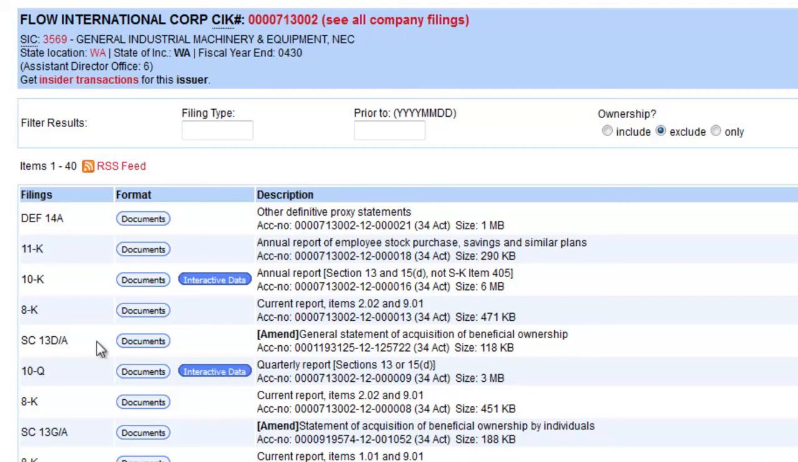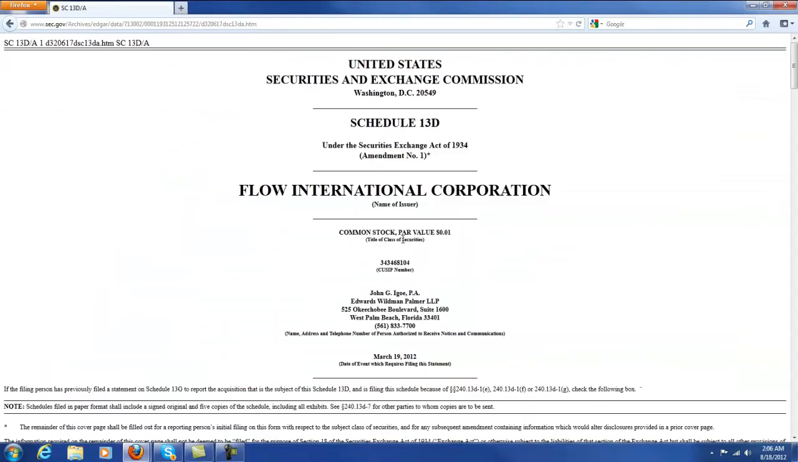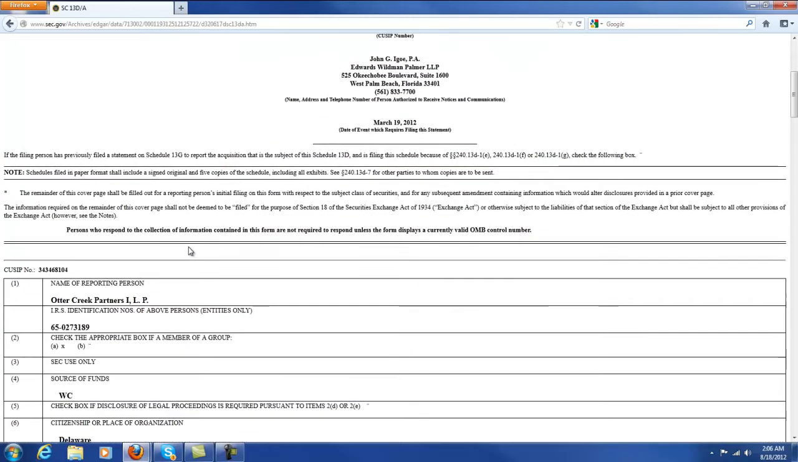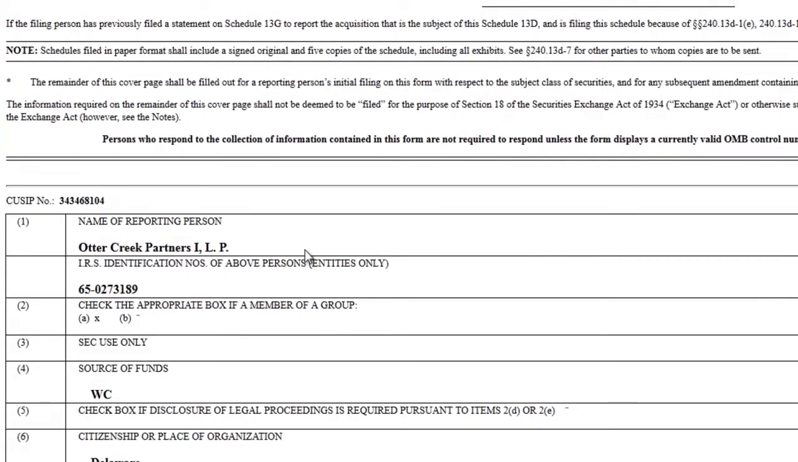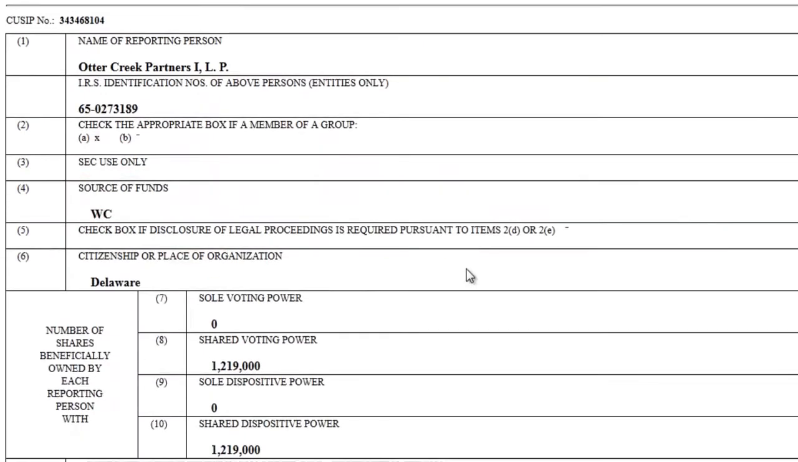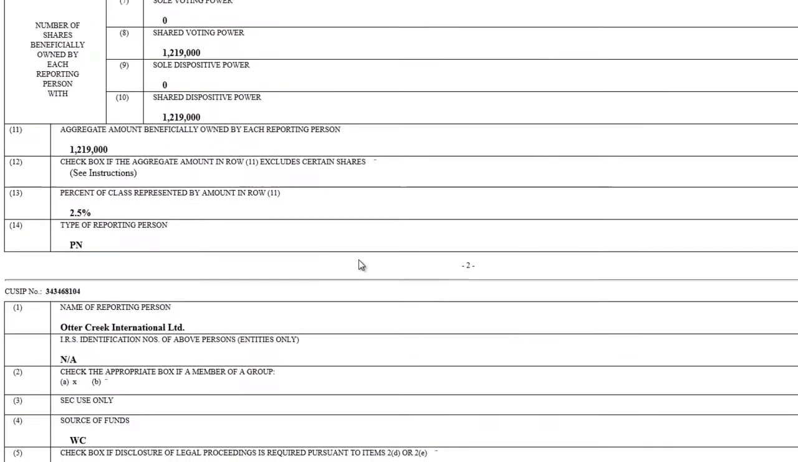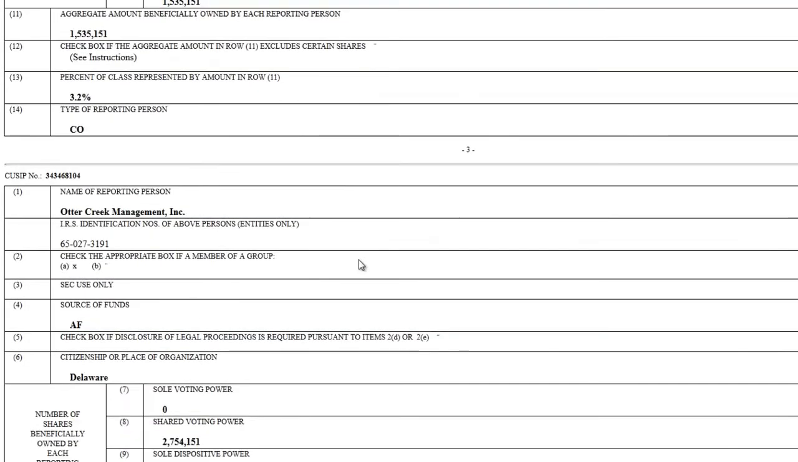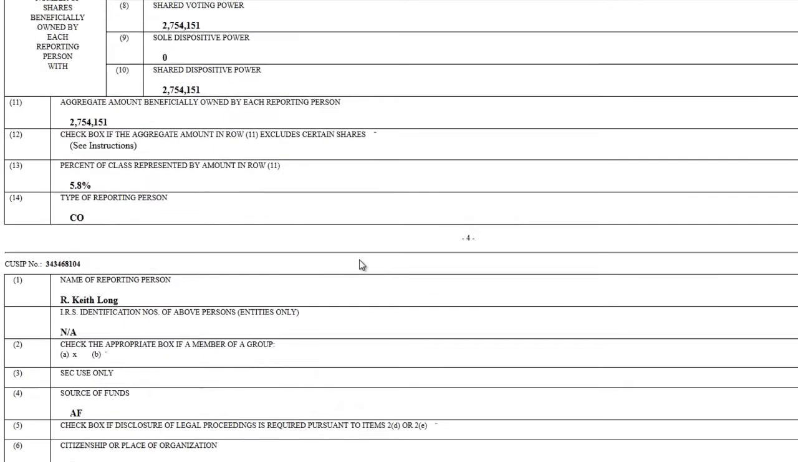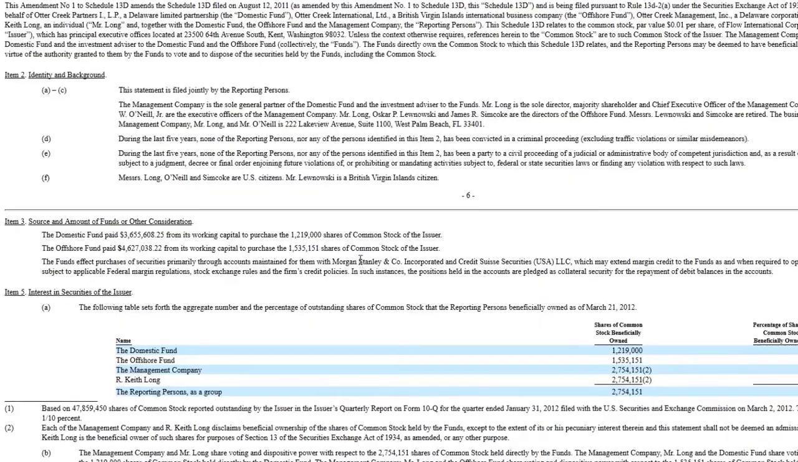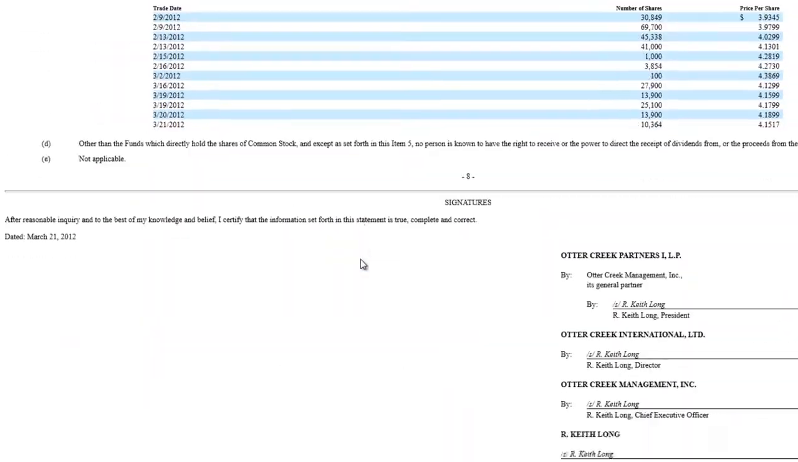So let's take a look at one of the 13Ds. So you can see this is Schedule 13D. Flow International Corporation. The investor is Otter Creek Partners. And you can scroll through the form. And this is what it looks like.